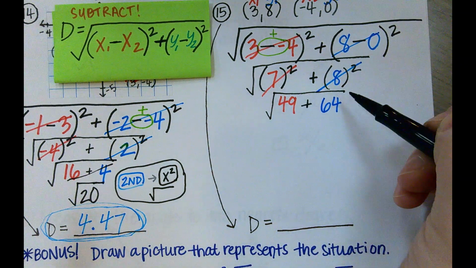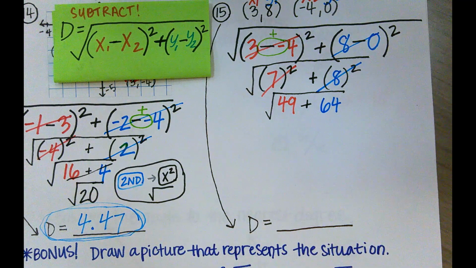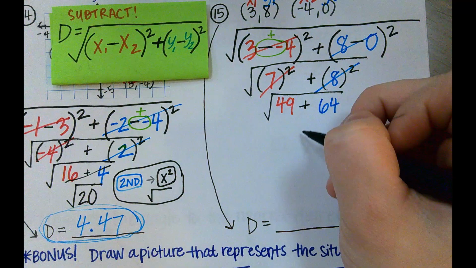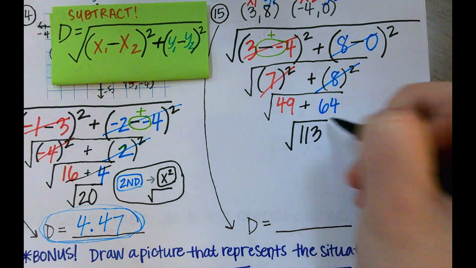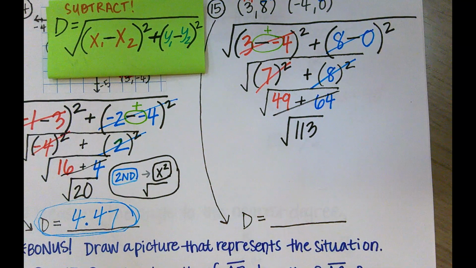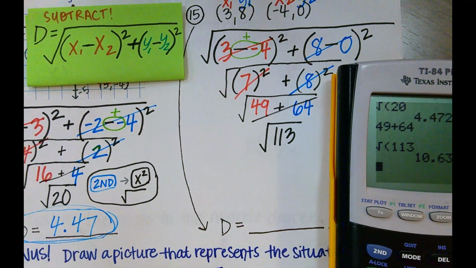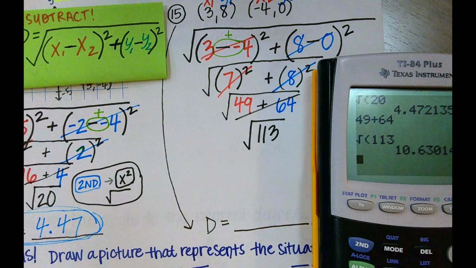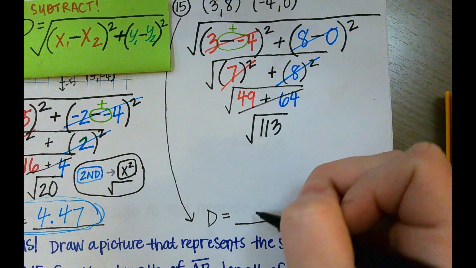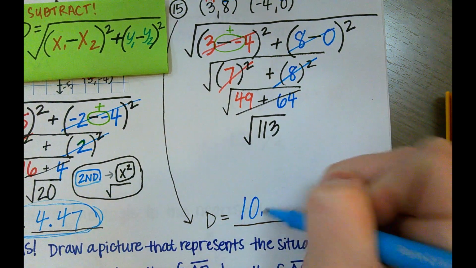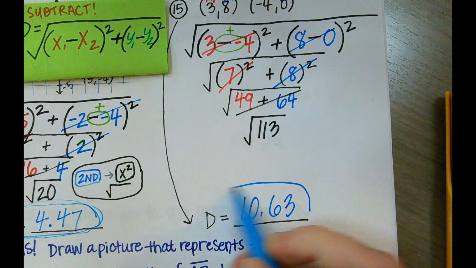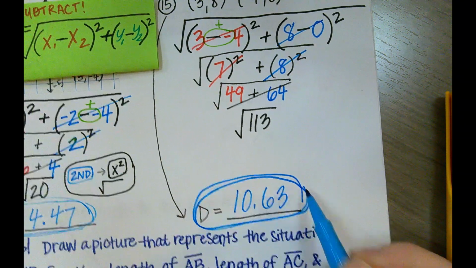49 plus 64 gives us 113. Square root of that is 10.63. Yes, the square root of 113 equals 10.63. So D equals 10.63. There you go.